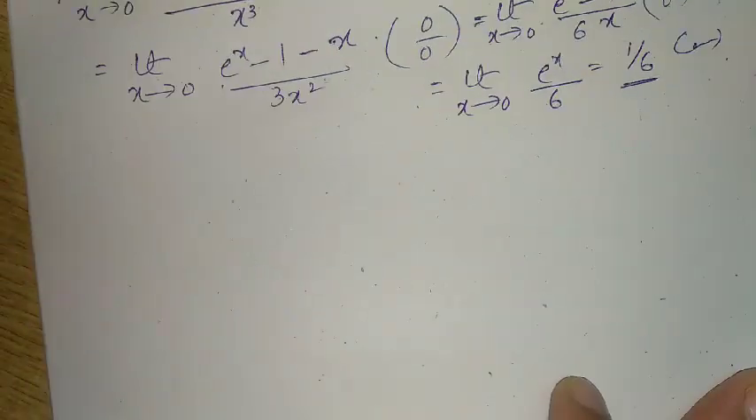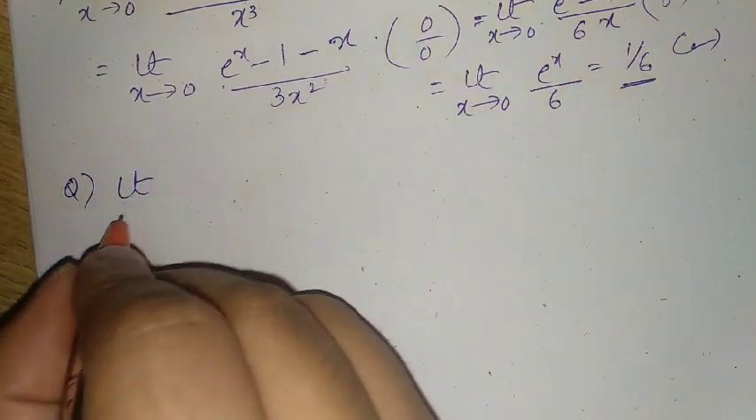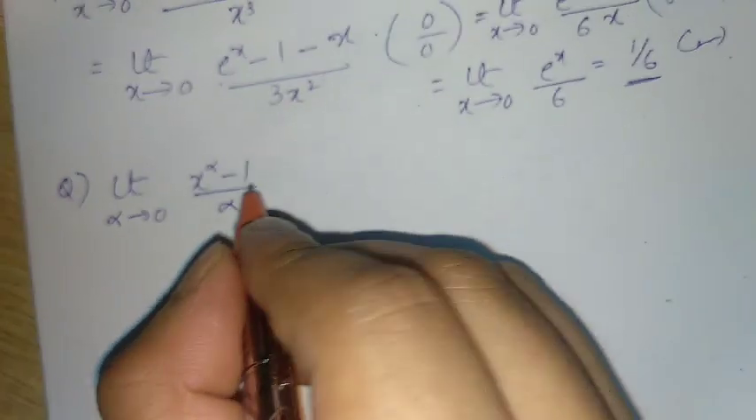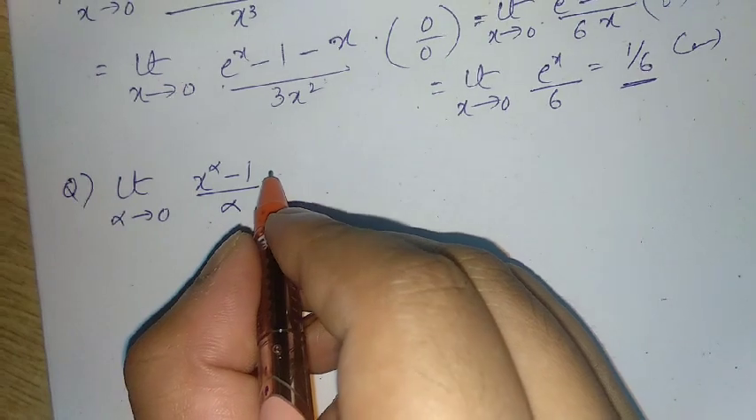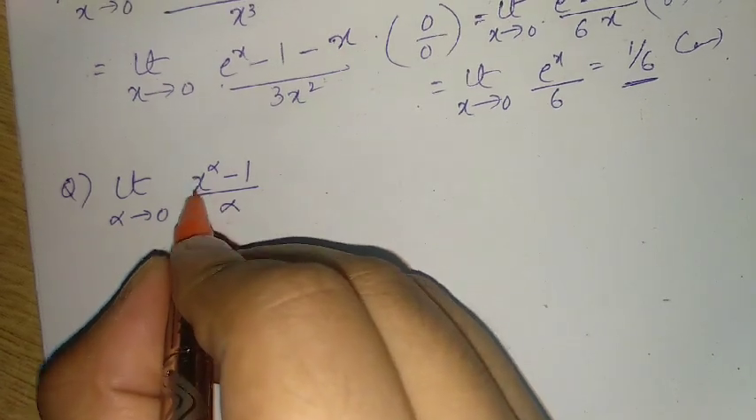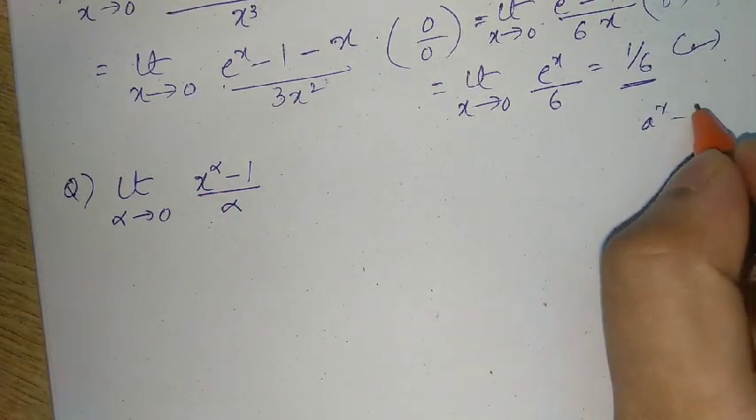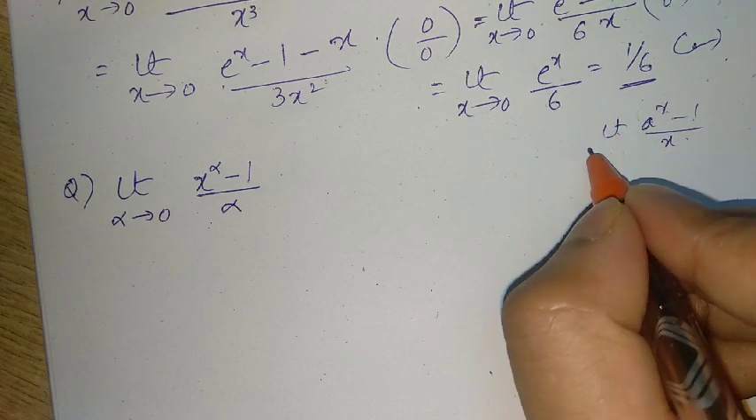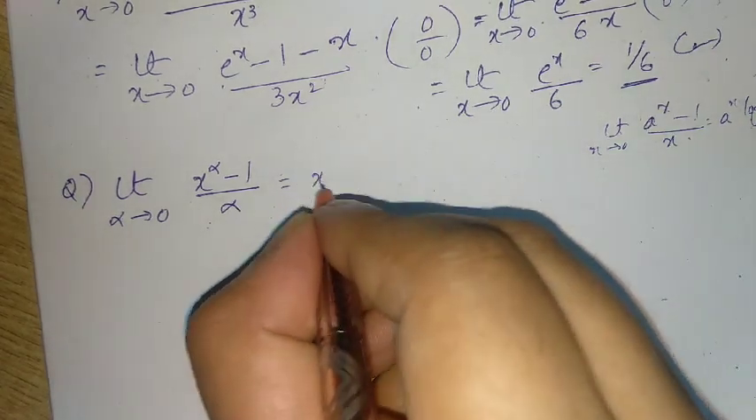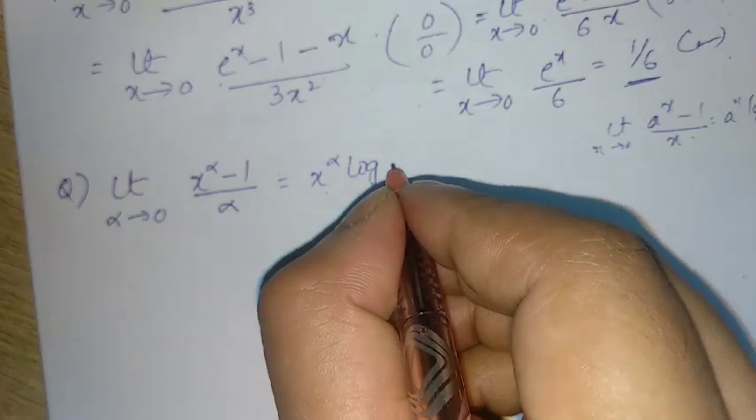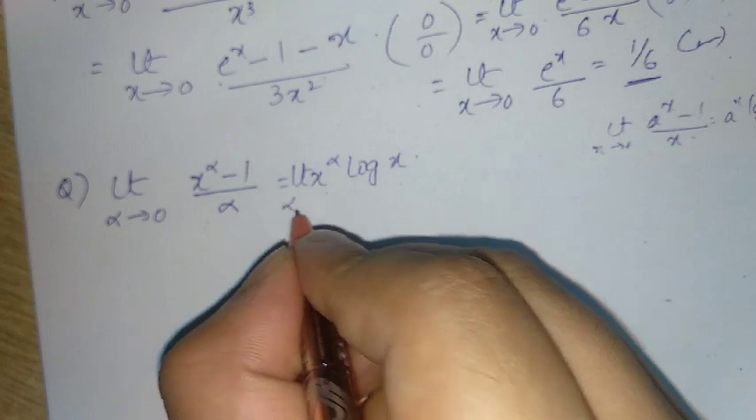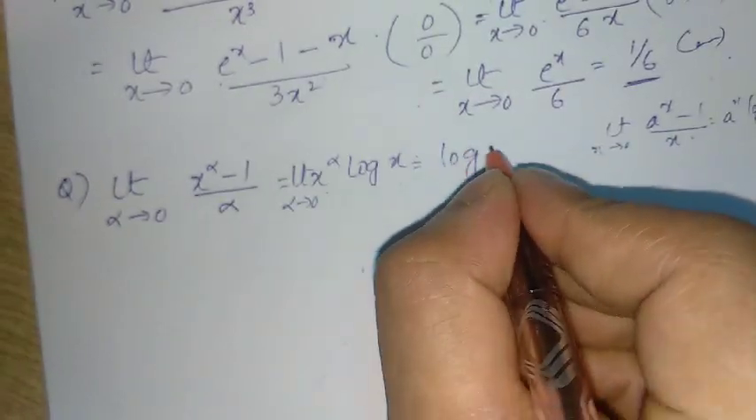Okay, next question is limit of alpha tends to 0, x to the power alpha minus 1 by alpha. If you see here, alpha is a variable and x is the constant, so it is nothing but e to the power x minus 1 by x, limit x tends to 0. So this is nothing but e to the power x log a. So here we will get x to the power alpha log x. And since alpha tends to 0, we will get only log x as the answer.